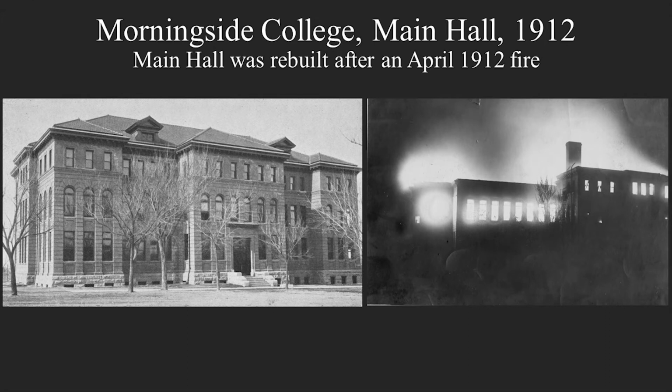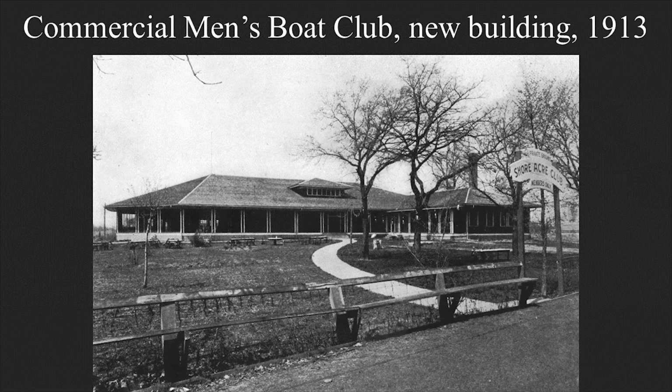A new main hall was built on the Morningside College campus in 1912. It had to be rebuilt after an April of 1912 fire. In Riverside, the Commercial Men's Boat Club built a new structure in 1913 after a fire had destroyed their previous facility.